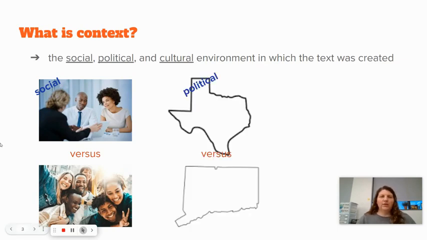Next, let's talk about political environment. I'm using this example of the political environment in Texas versus Connecticut. As you know, I'm from Texas, and the political environment in Texas is much more conservative than it is up here in New England. The majority of voters in Texas vote Republican and have more conservative views, whereas in Connecticut, the majority of voters vote Democrat and have more progressive or liberal views.